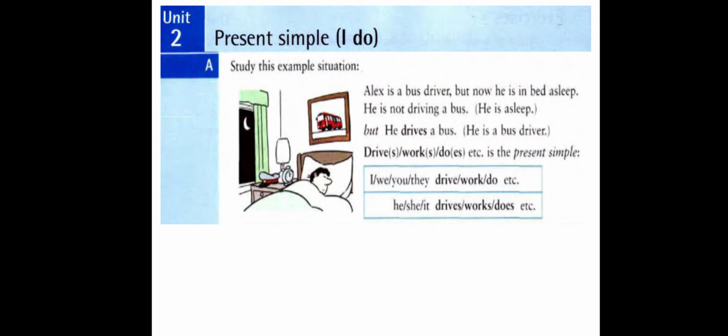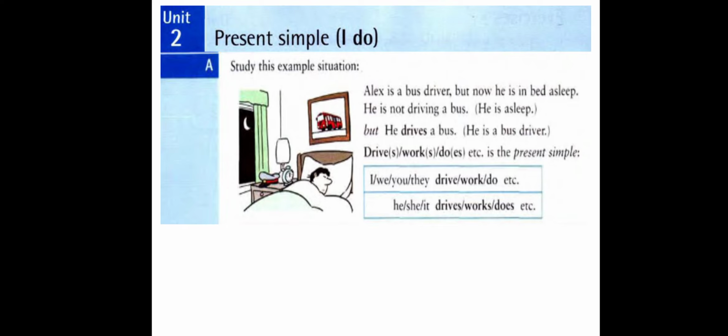But every day he drives a bus. He drives a bus. This is the repeated action done by him. This is his job to drive a bus, so we use it in the present simple. It is his job, a long time or a permanent action, so we use it in the present simple. So he drives a bus every day. He is a bus driver.